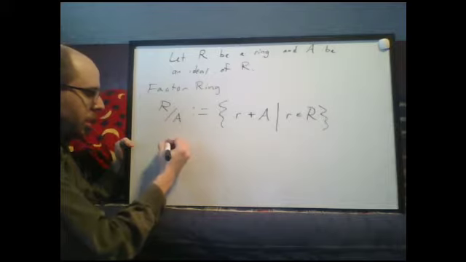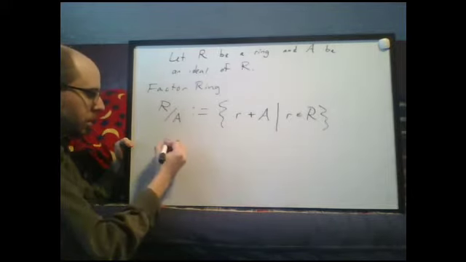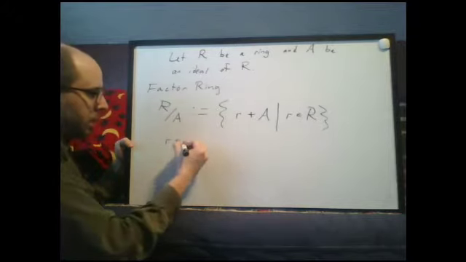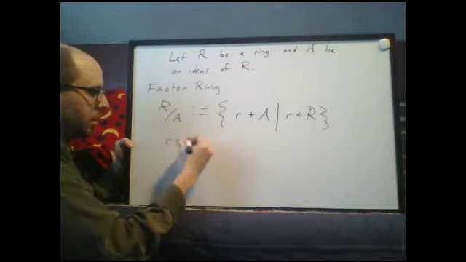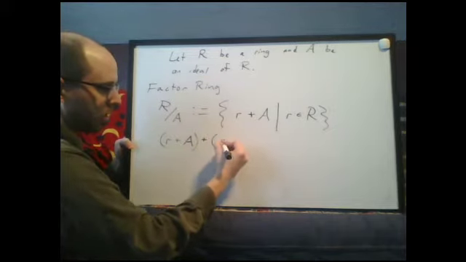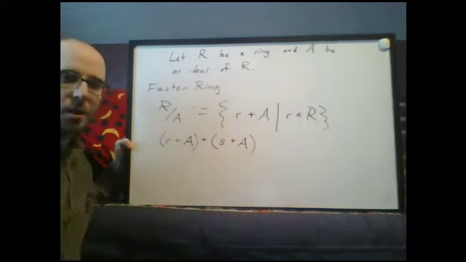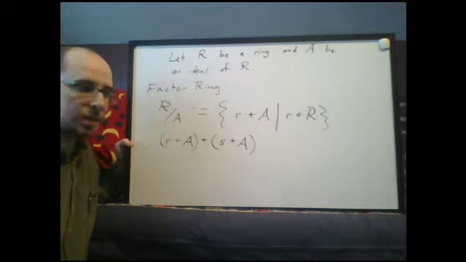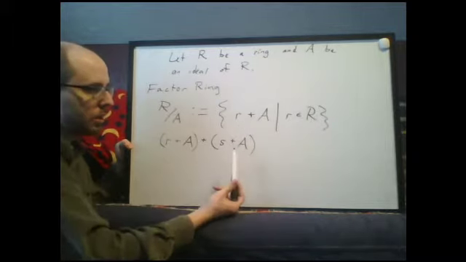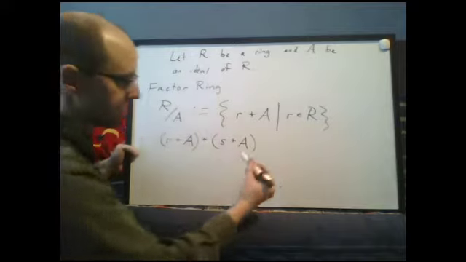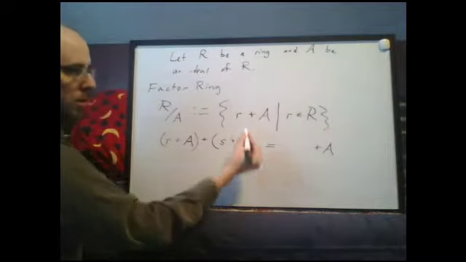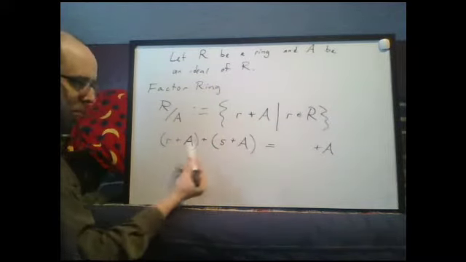So addition, if I have two things of this form, let's say r plus A and s plus A. So here's one element of the factor ring plus a second element, say s plus A. Then to define an addition operation, I have to tell you what this equals as one of these elements. So I have to get an element of this form. So it's going to have a plus A, but the new representative, the new element here is r plus s.